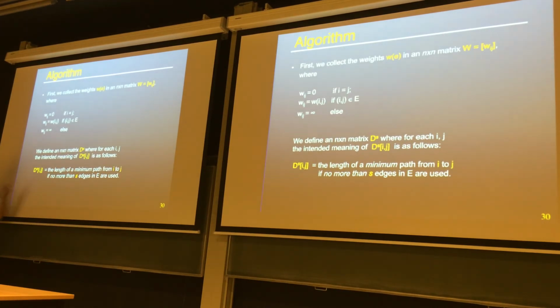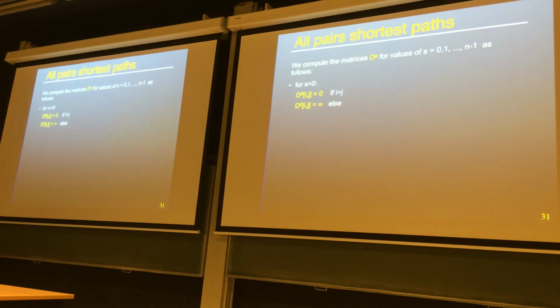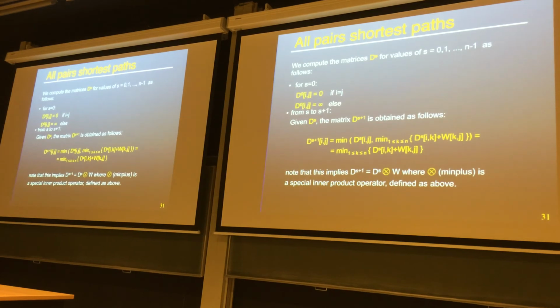D^(s+1) given D^s. Yeah? So assume that you now know how to compute D^s. How would you continue? How would you compute D^(s+1) given D^s? Well, take the following. Suppose that you know D^s. Then D^(s+1)_ij is the following matrix. It computes the minimum distance between i and j using not more than s+1 edges.